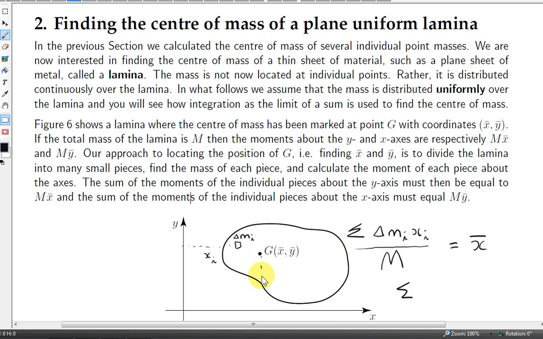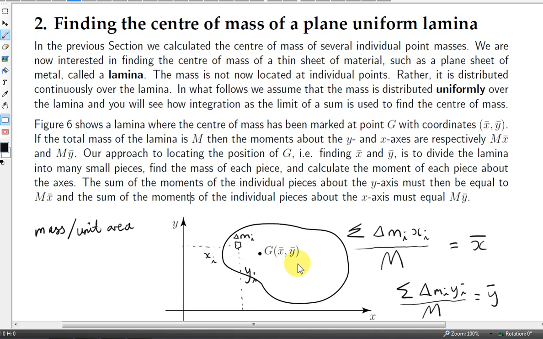We're taking moments about the x-axis, so we're getting all the yi's. Well, it's y bar for point G, but say for this mass element here, we can call its y coordinate yi. So we're going to get sigma delta mi times yi divided by sigma delta mi. Well, that's just big M, the mass of the lamina, and that's our y bar.